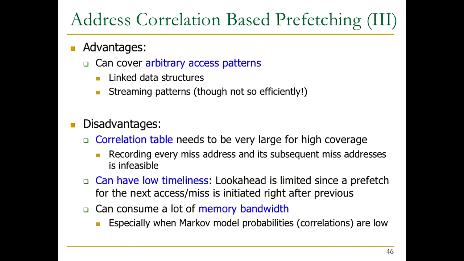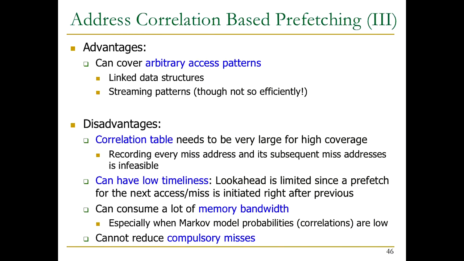It can consume a lot of memory bandwidth if you store many, many addresses ahead, if you want to improve the look-ahead, especially when Markov model probabilities are low. And it has actually a very big downside compared to a streaming prefetcher, for example, which is that it cannot reduce compulsory misses. Right? It can only record an address it has seen. If it hasn't seen that address, it's not in this table.